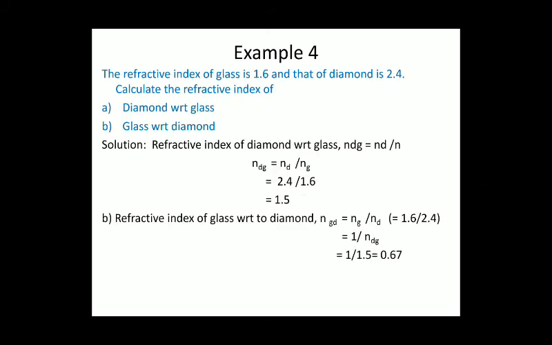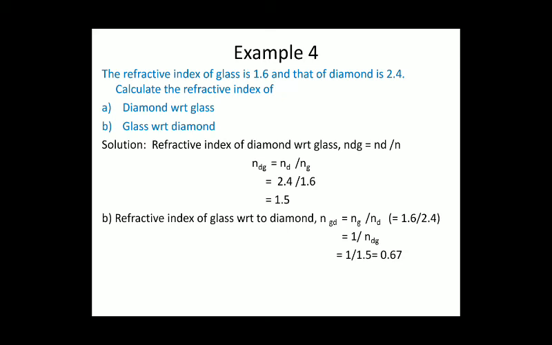Example 4. The refractive index of glass is given and that of diamond is given. They have not mentioned with respect to what. It means these two refractive indices are the absolute refractive indices. It means the light is coming from air. In the first case, air to glass, and here air to diamond.